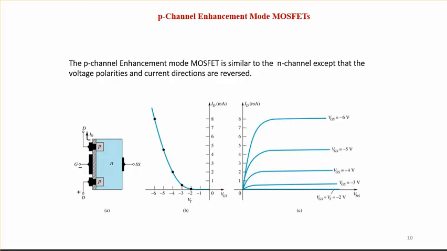Then this is just a summary of what we saw in this video. Here we saw the construction of the enhancement mode MOSFET, and we also saw the transfer characteristics, how the drain current increases when you increase the gate voltage, and vice versa. So this is the drain characteristics, where only the drain voltage versus the drain current is plotted for the various values of gate voltages.